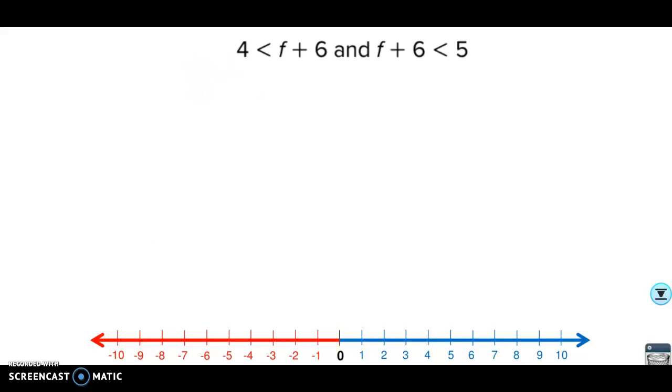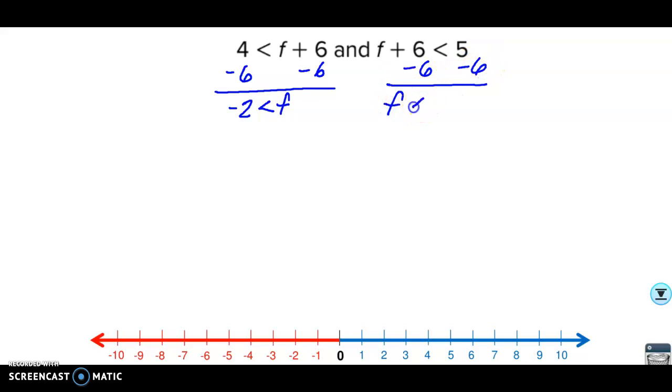When we're solving the ands, we solve them both, and then we graph the solution together on the number line. So here our first move would be to get this f by itself, and we're going to do that by subtracting 6 from both sides. Now we have -2 is less than f. Over here we subtract 6 from both sides. Luckily most of these are pretty straightforward for solving, and that would be -1.